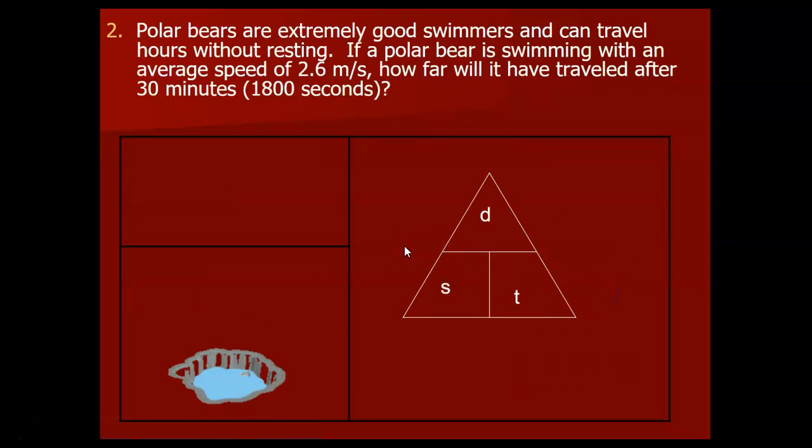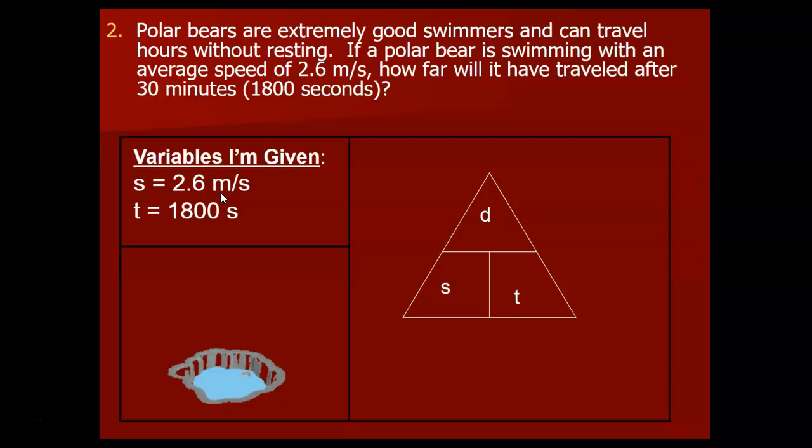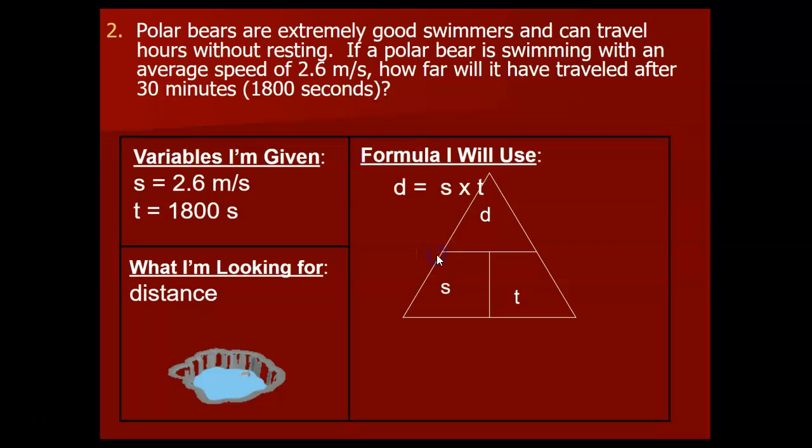Polar bears are extremely good swimmers and can travel hours without resting. If a polar bear is swimming with an average speed of 2.6 meters per second, how far will it travel after 30 minutes or 1800 seconds? Variables I'm given. Speed, which equals 2.6 meters per second. T, which equals 1800 seconds. What am I looking for? Am I looking for speed right now? No, because speed equals 2.6. T equals 1800. So speed and time are given based on our triangle. So we are going to be finding the distance.